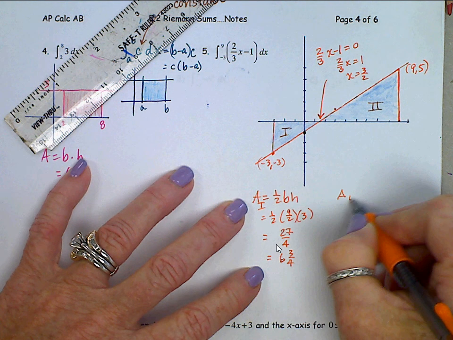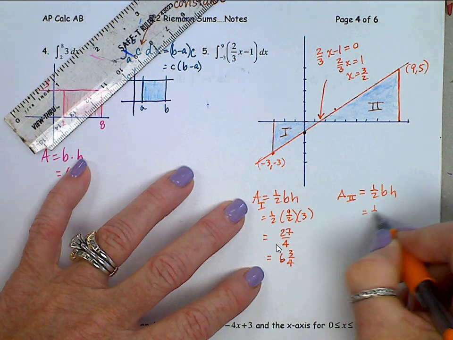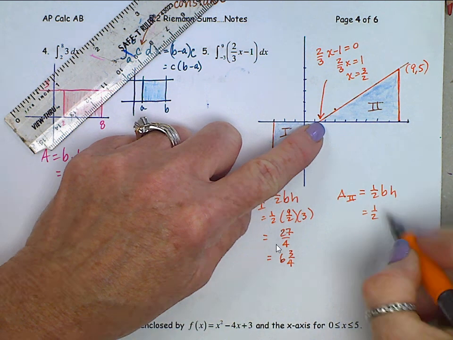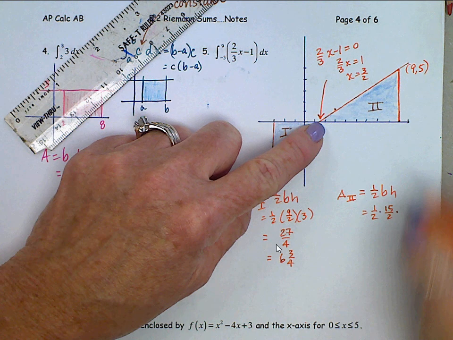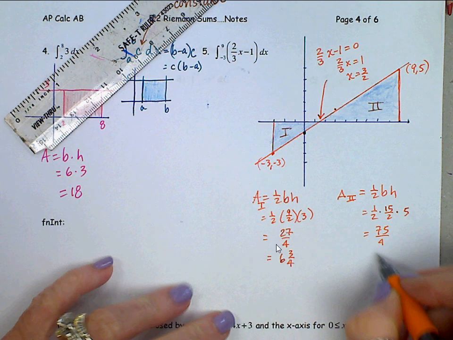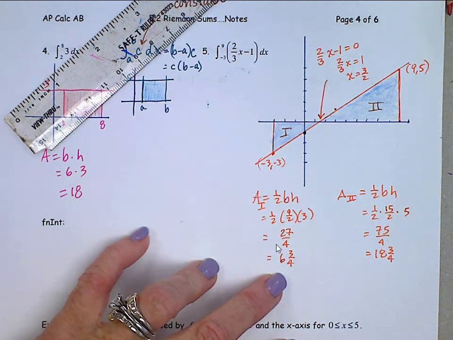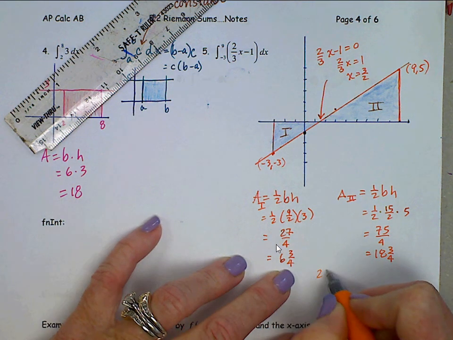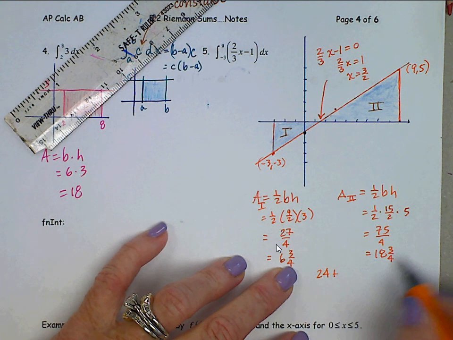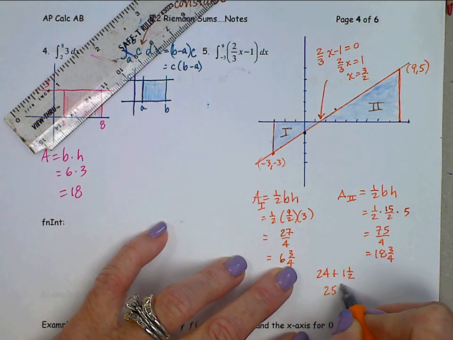Area of that second region is, again, a triangle, 1/2 base times height. Base from 1.5 up to 9, that's 7.5 or 15/2 times height 5. That'll give us 75/4, which is 18 3/4. If we add these together, we will get 24 from the 6 and the 18. 3/4 and 3/4 is 1.5. So we end up with 25.5.